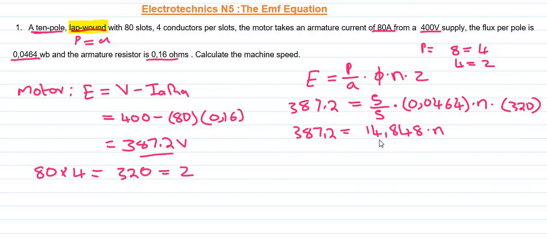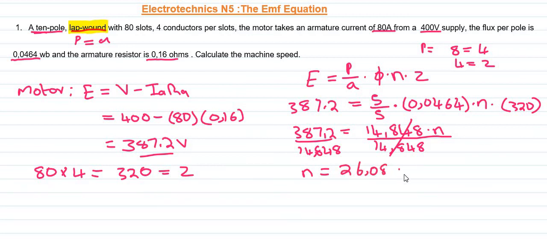In our mathematics we divide both sides by 14.848. So the speed is 387.2 divided by 14.848, which equals 26.08 revolutions per second.